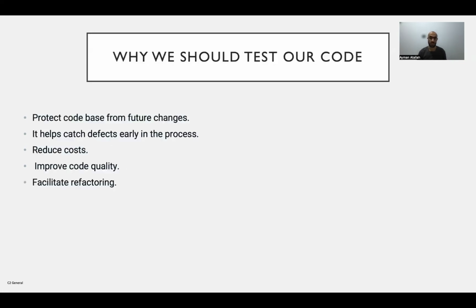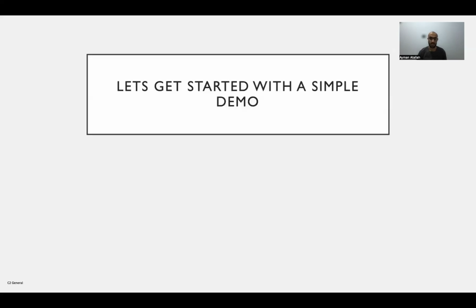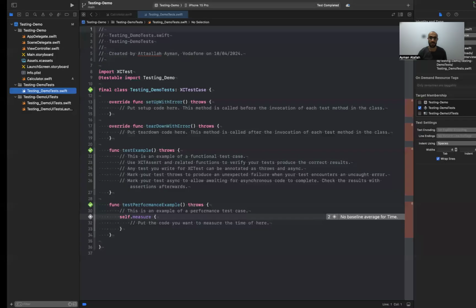Today we will talk about unit tests. So why should we test our code? The most important thing is to protect our code base from future changes. This will prevent any future change from affecting the correctness of our project. Secondly, it will help us catch defects early in the process, for example if we have a flaw in our logic, and reduce costs. Of course, it also improves code quality and finally facilitates our refactoring. So let's get started with a simple unit test.